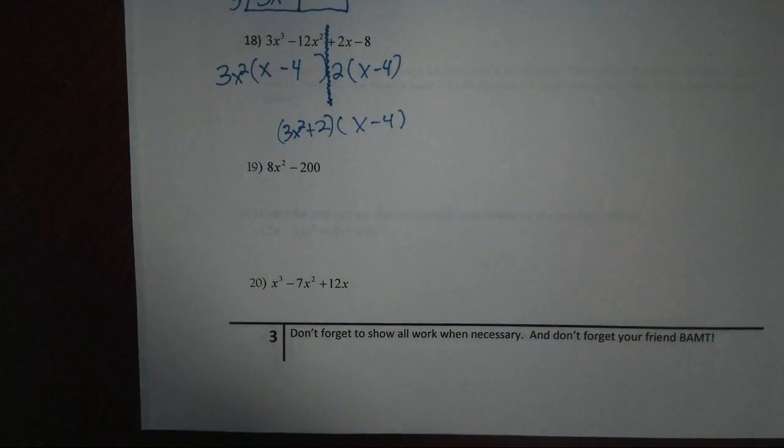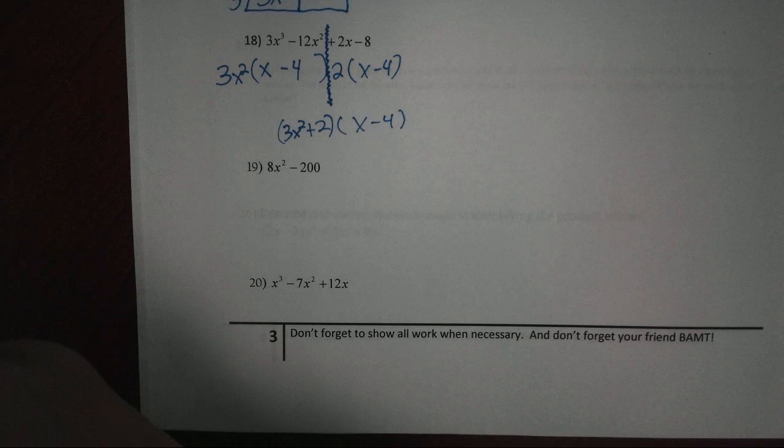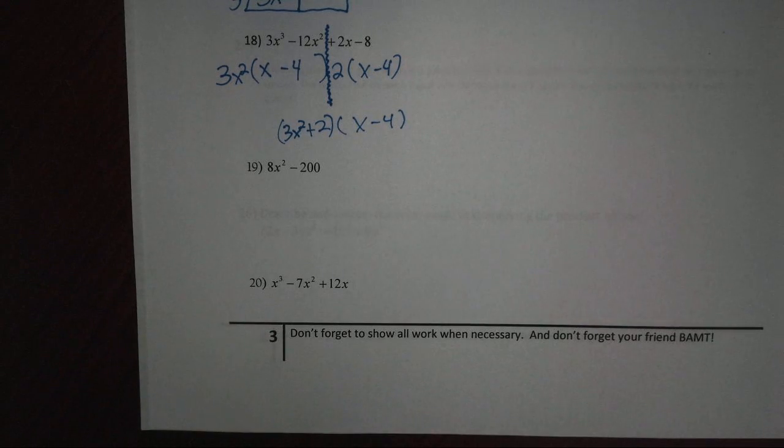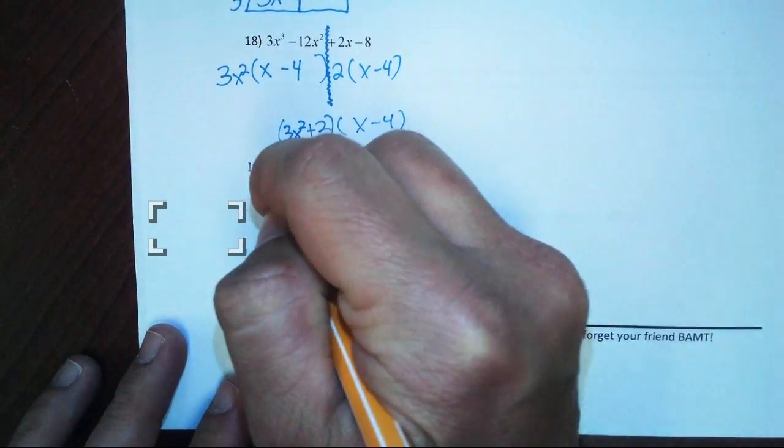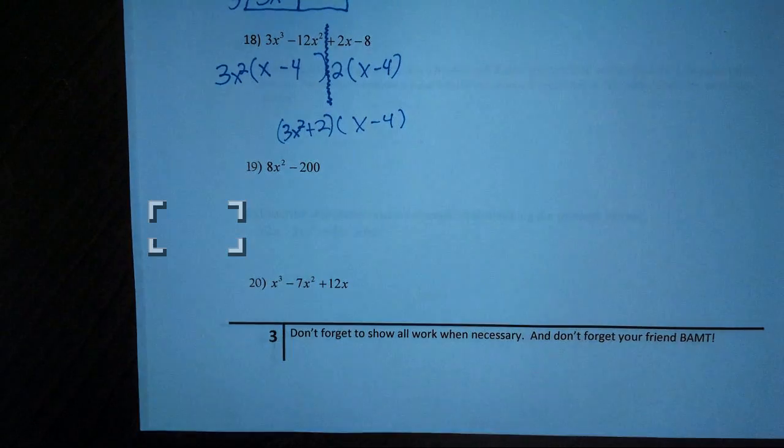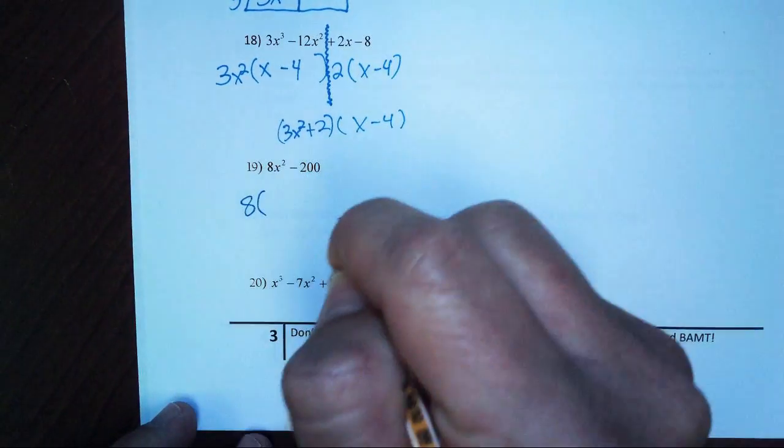So for 8 and 200, the biggest thing that will go into both of those would be a 4. Actually, I think an 8 will go into both. Yes, an 8 does. Obviously, 8 goes into 8, but 200 I had to think about. So yes, 8 goes into 200 25 times. So we're going to pull out an 8.